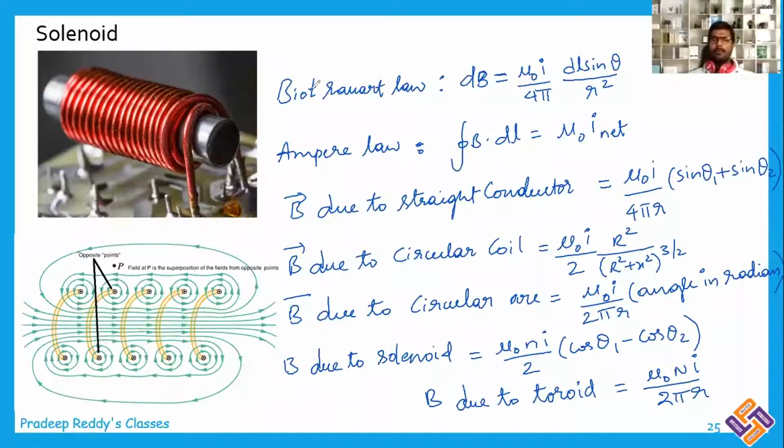Students, you need to remember all these equations in order to solve problems based on this chapter. Biot-Savart law, Ampere law, magnetic field due to straight conductor, magnetic field due to circular coil, magnetic field due to circular arc, magnetic field due to solenoid, magnetic field due to toroid. And even we have learned magnetic moment.